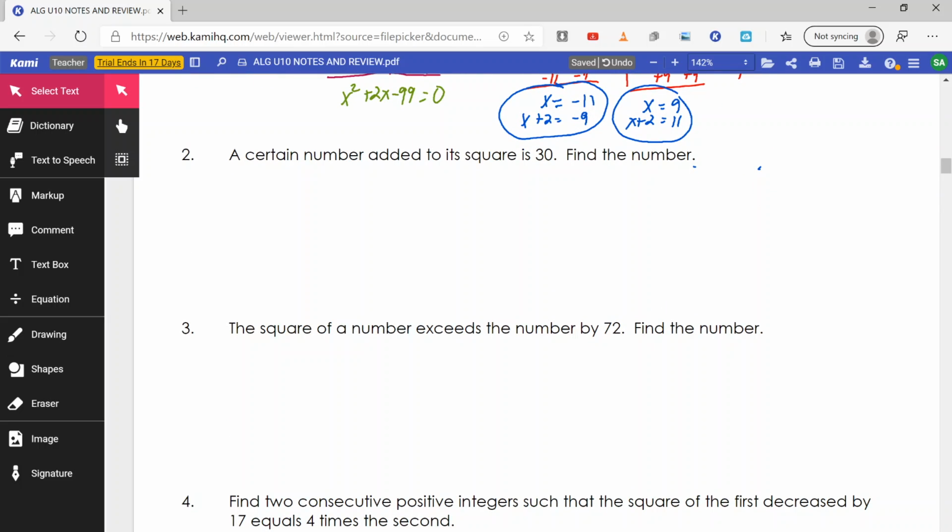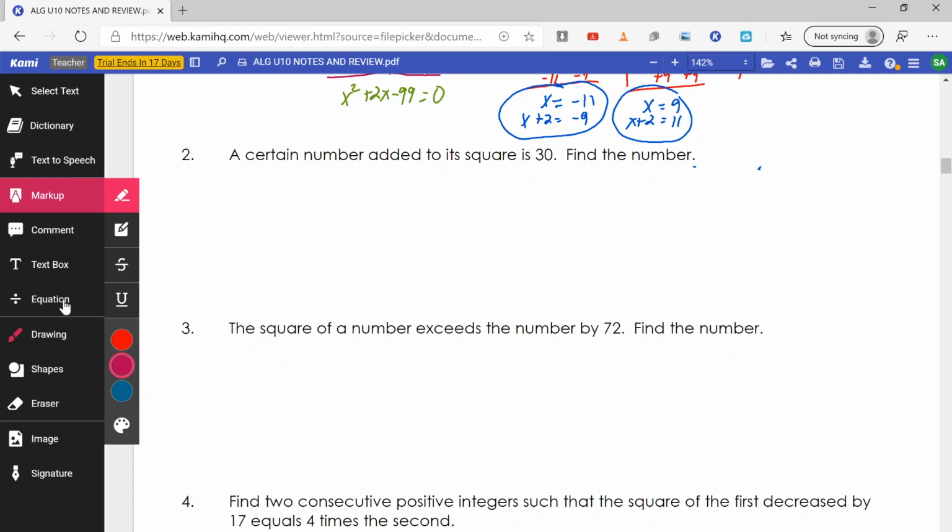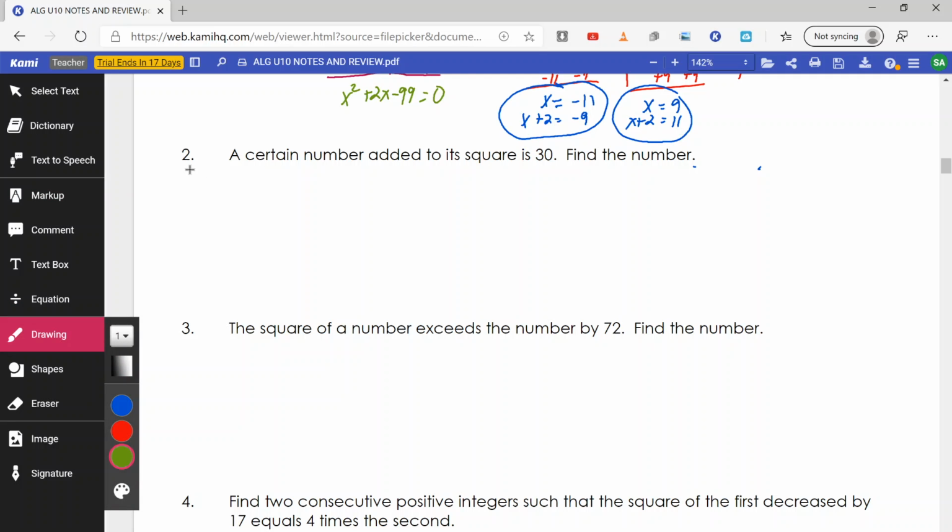Now, number 2 says a certain number is added to its square is 30, and we have to find that number. So a certain number, it doesn't tell us what the number is, so that will be our unknown. So we can say x is the number. Now it says the number added to its square, so x's square is just x squared, is 30, and we have to find the number.